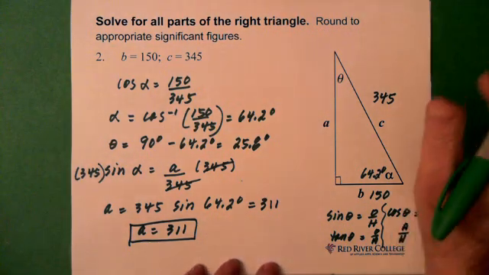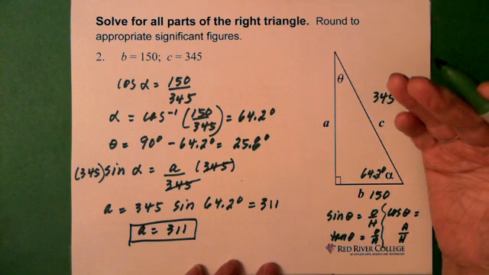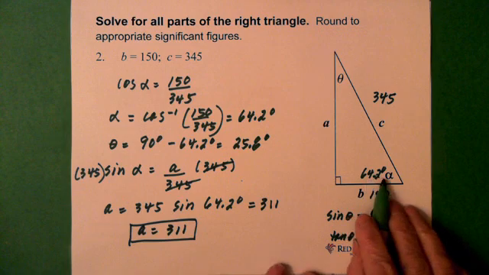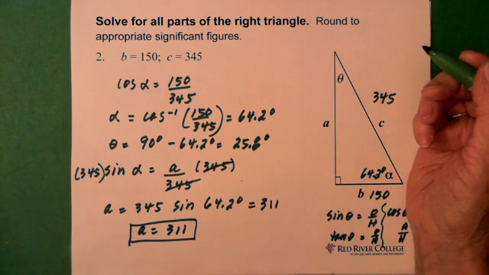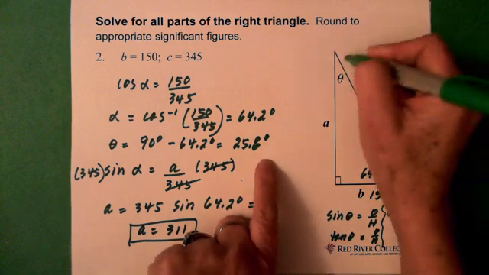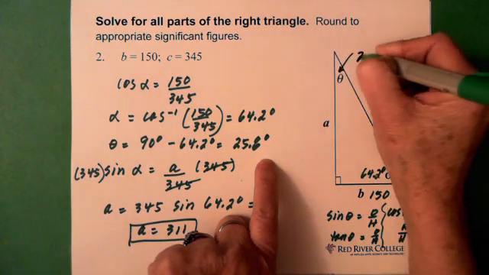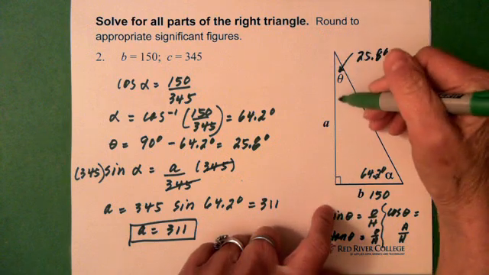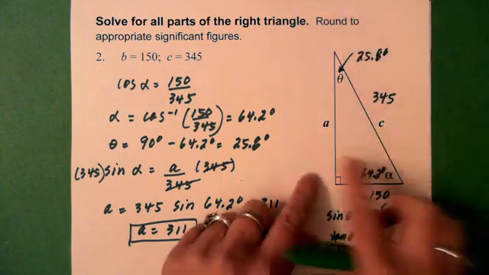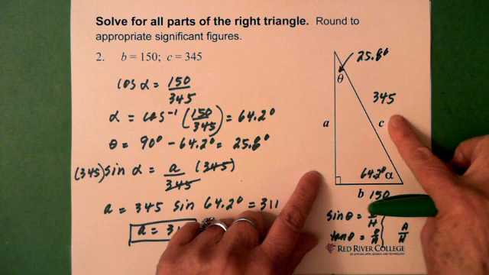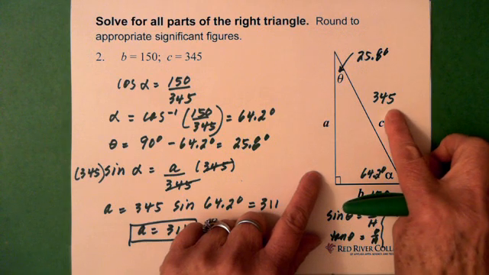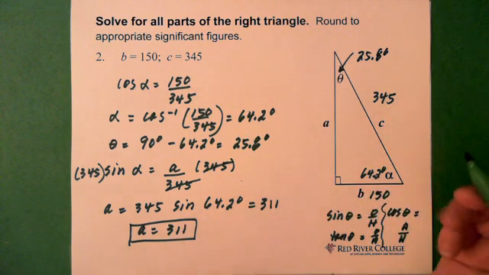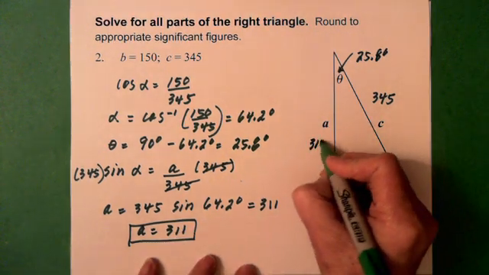Now, it's a good idea just to stop and say, is that a reasonable answer? We ended up with 64.2 degrees here, smaller angle here, 25.8 degrees. Because this angle is small, then it's reasonable that this side would be similar to the length of the hypotenuse. It'd have to be smaller, but it would be close, all right? So this side being 311 is a reasonable answer.